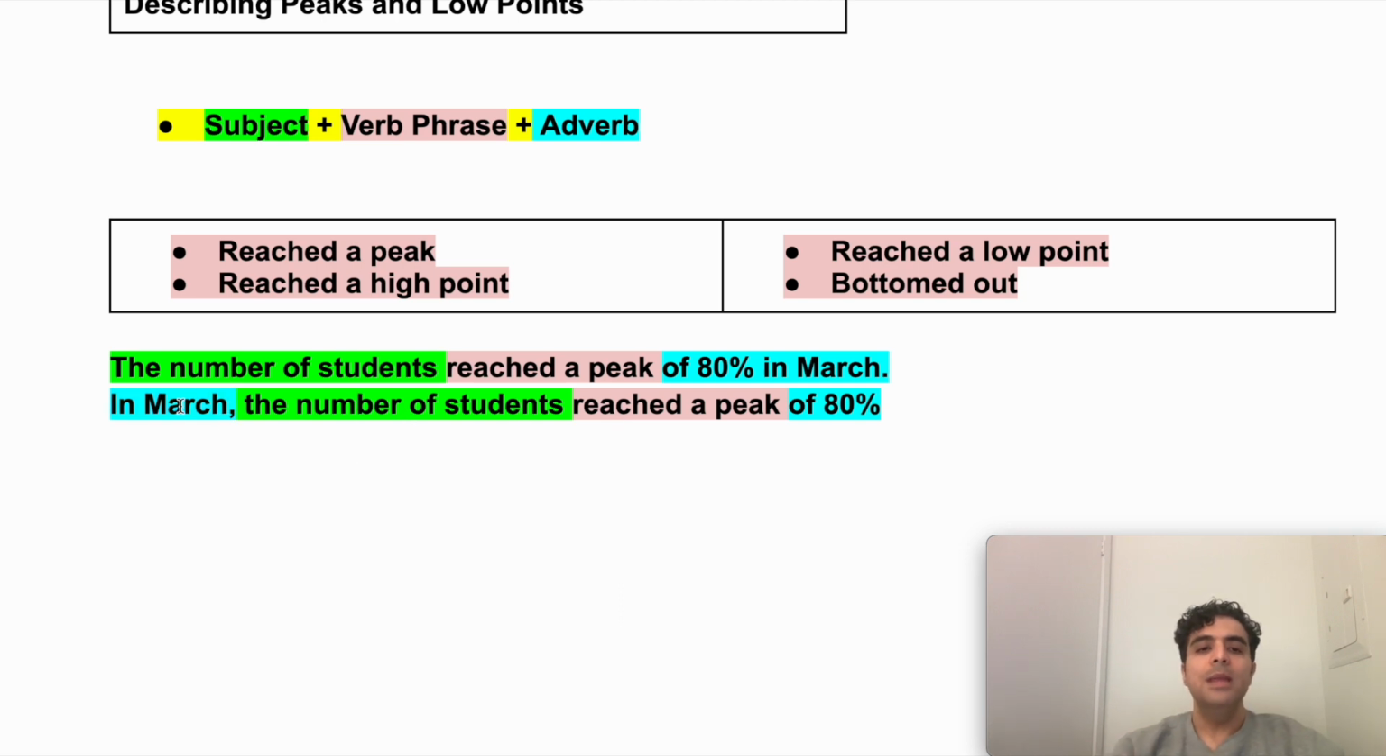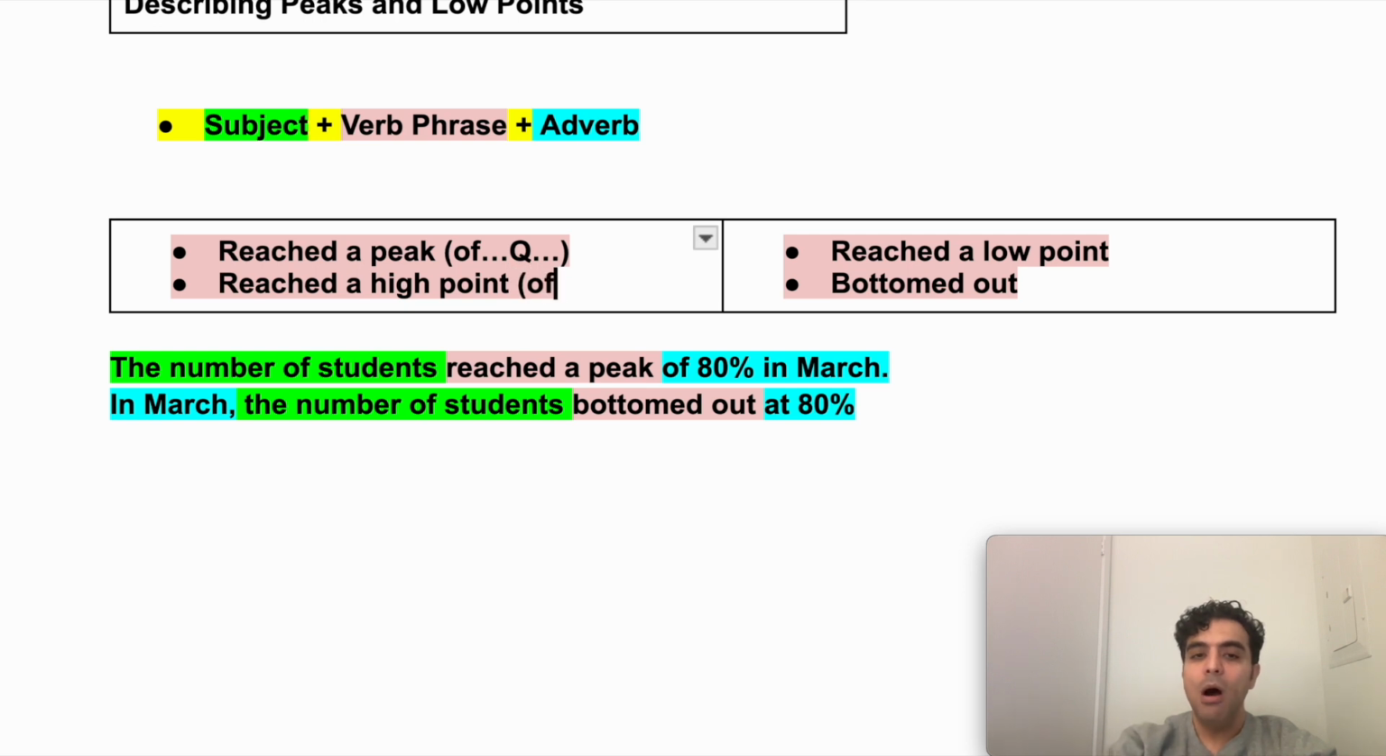So here we have in March, the number of students. And so we want to go with a different structure. This time we're going to say the number of students bottomed out. But the preposition for bottomed out is no longer of. It's actually at, right? So if you want to know what the prepositions are, the preposition for reached a peak is of, right? So reached a peak of, and then go ahead and mention whatever quantity it is.